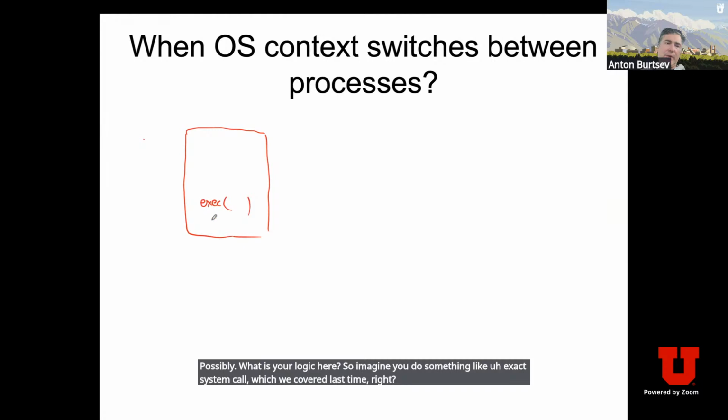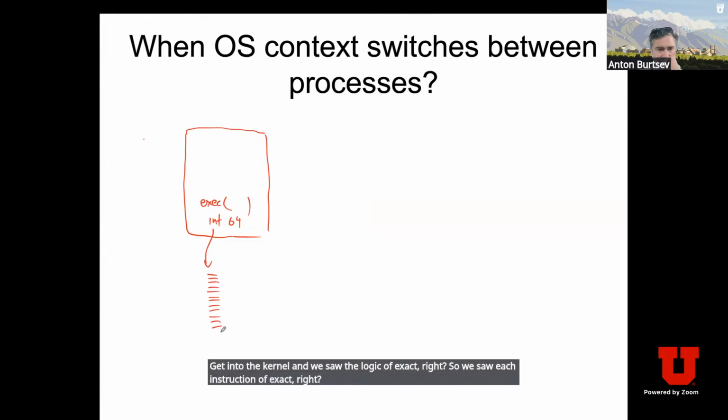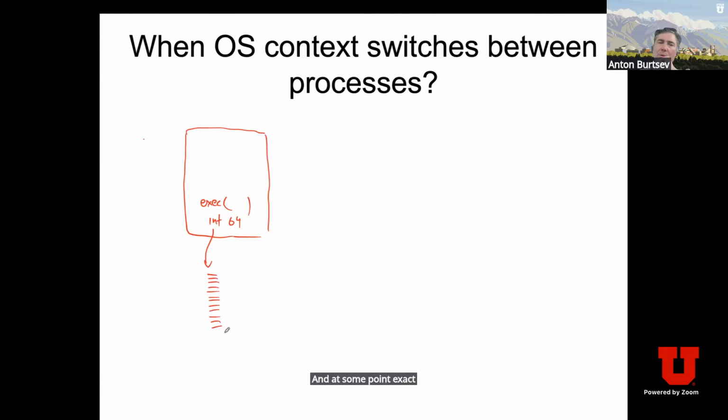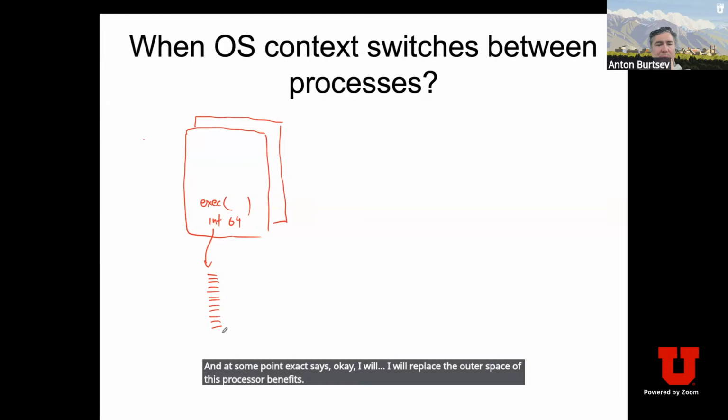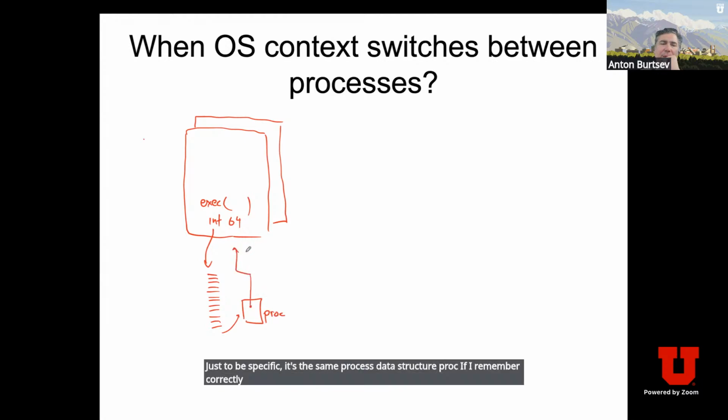Internally, you do int 64, get into the kernel, and we saw the logic of exec, right? So we saw each instruction of exec, and at some point, exec says, okay, I will replace the address space of this process. To be specific, it's the same process data structure, proc, if I remember correctly, and it was pointing to one page table. We created another one, then we switched the page table.